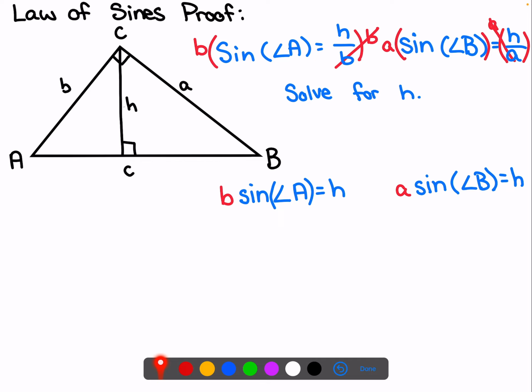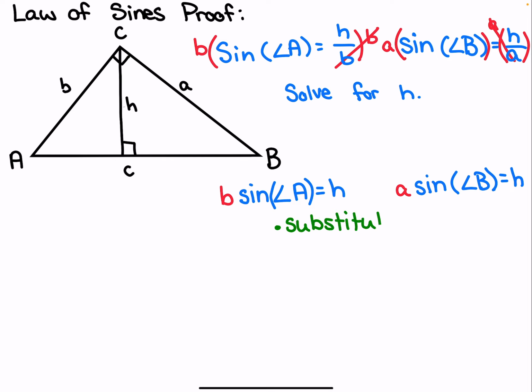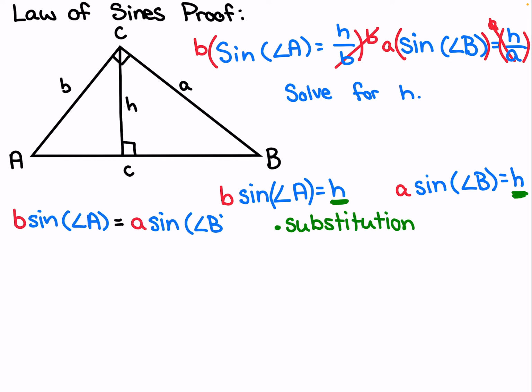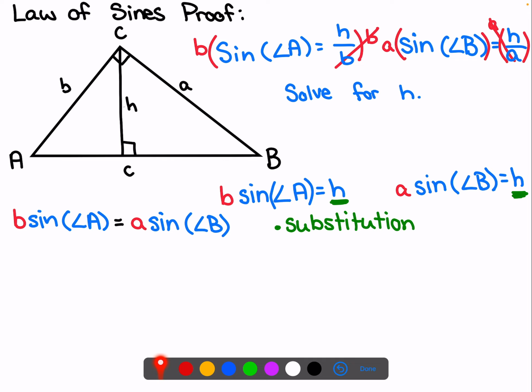Now we should notice something here. They both have been solved for H. And since they're both equal to the same thing, that means that they are equal to each other as well. So therefore, B sine of angle A is equal to A sine of angle B. Now that we've substituted in for H, all I did here was take this chunk, A sine of angle B, and I saw that it was equal to H. So therefore, I took that whole chunk and I plugged it in for H in our other equation.